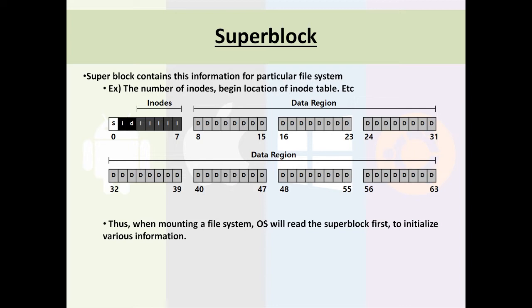It includes, for example, as we've been talking about already, how many inodes and data blocks are in the file system: 80 inodes and 56 data blocks in this example, and where the inode table actually begins. So our inode table begins at block 3, and that information will also be stored in the super block. It will likely also include a magic number of some kind to identify the file system type, but that's not super necessary to know.